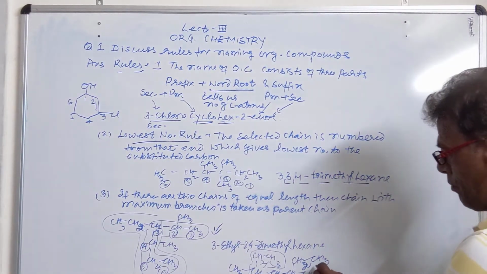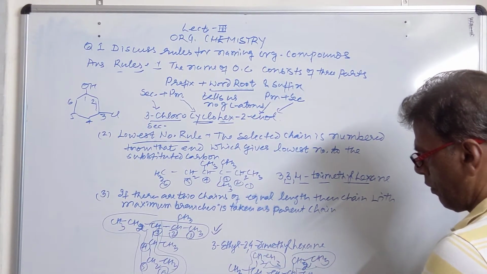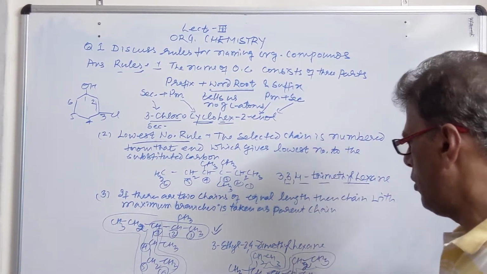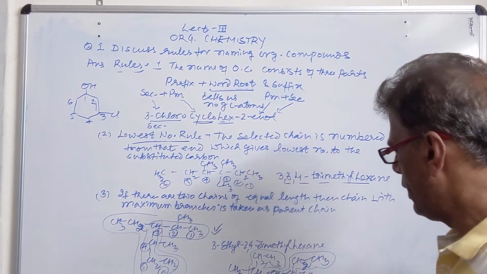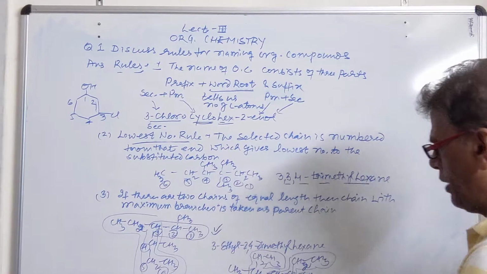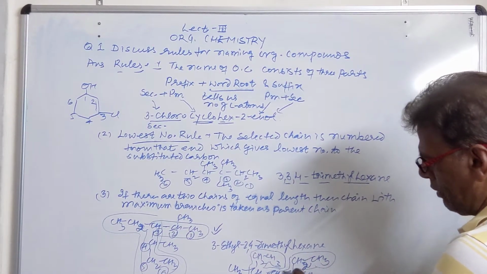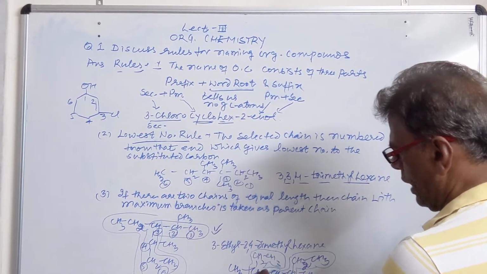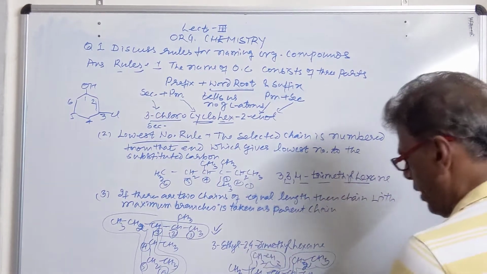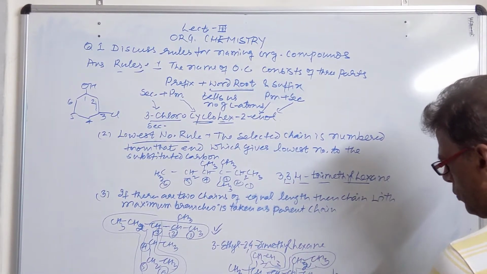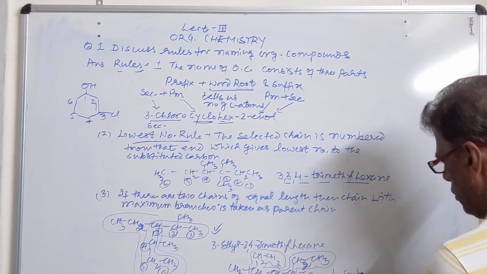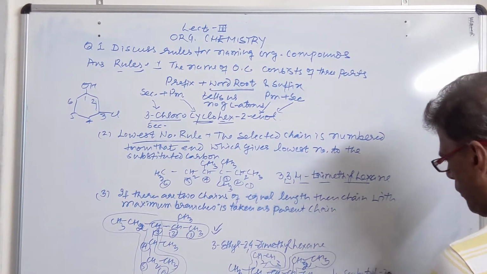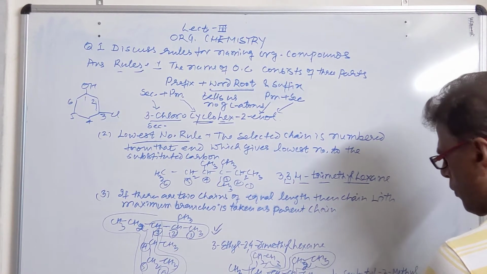If I select this chain, then I have 3 substituents, 1 on this carbon. This is a complicated substituent. So I will be taking any one of these 2. So this is 7 carbon system, and this carbon number 4 contains secondary butyl group. So you will be now naming this compound as 4 secondary butyl, then 3 methyl, heptane.